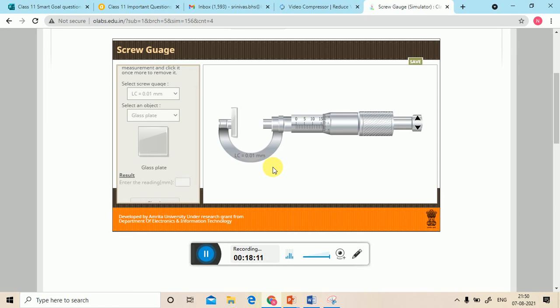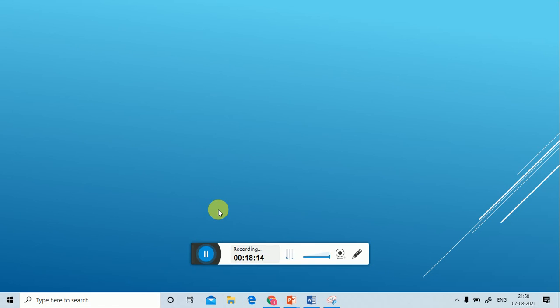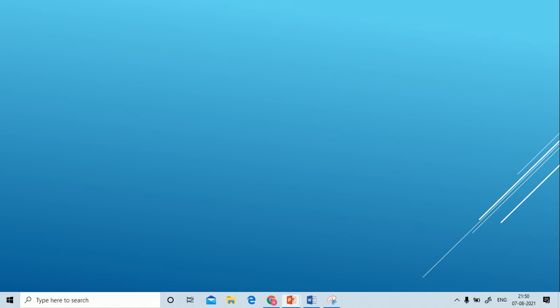So students, I hope you understood today's practical session, screw gauge. So 2 experiments are completed till this session. First one is vernier calipers in the previous class, and today we completed screw gauge.